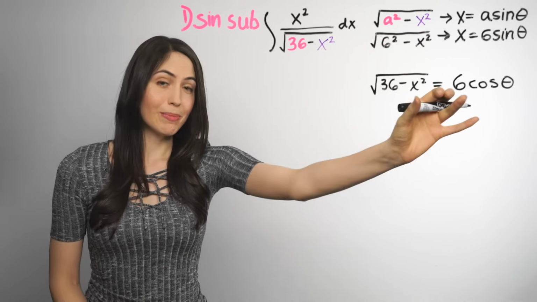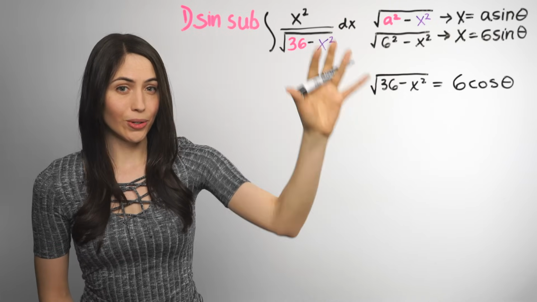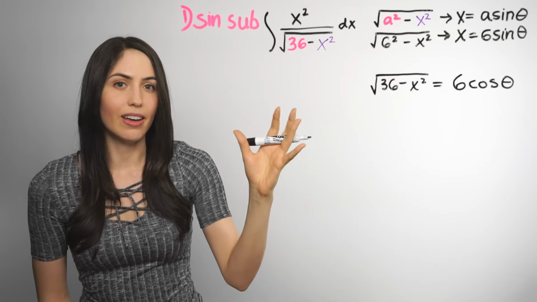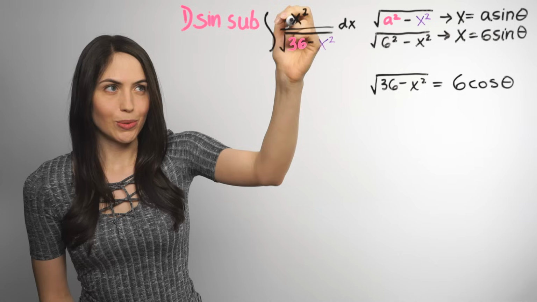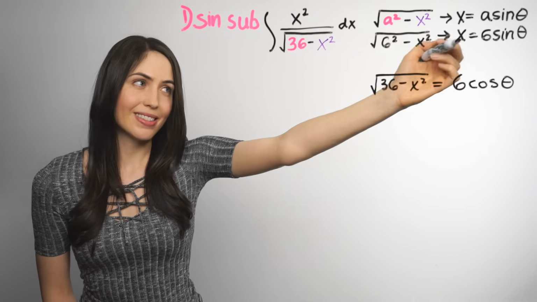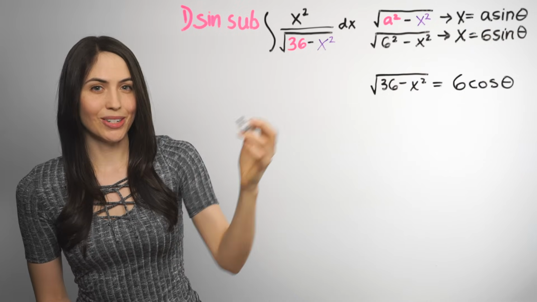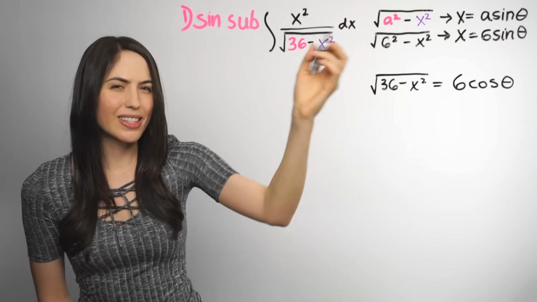So we have something we can replace the radical with. We want to replace the whole integral so that it's in terms of theta, not x. So we want to replace this x squared. We can do that using what we know x is and just square that. What else do we need to do? We need to replace the dx. So let's get dx.